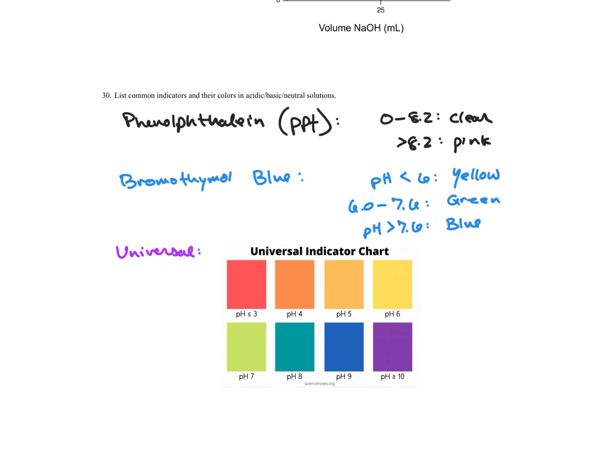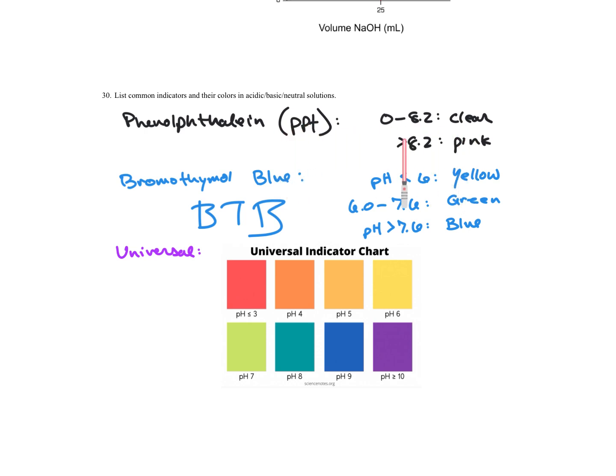All right, the last question asks about indicators. Indicators are a reasonable topic to be asked about. I should have abbreviated bromothymol blue like this. This word is super long. Phenolphthalein, I know it's hard to spell. If you're talking about phenolphthalein, you can abbreviate it as PPT.